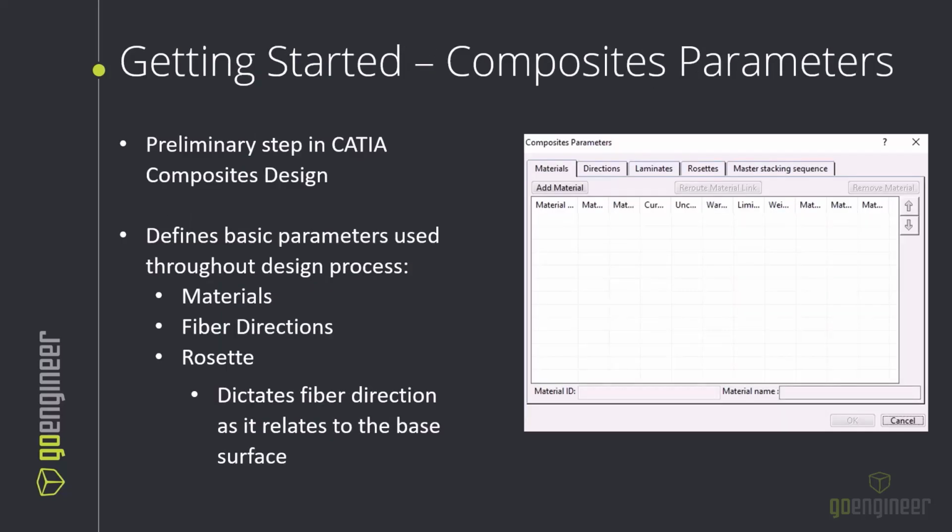So in CATIA, in the Composites Design app, before you can do anything at all, you need to define your composite parameters. These are essentially variables that are used throughout your design process and are consistently pulled from throughout. So it's easier to define them up front and put them in a repository instead of defining them on the fly. So here we're essentially defining three main parameters: the materials that are going to be used, the fiber directions that are going to be used, and the rosette, which is essentially a local axis system that defines your 0, 45, and 90 degree directions of your fibers in relation to your base or tooling surface. There is one more parameter known as laminates, but I'll go over that in a little bit.